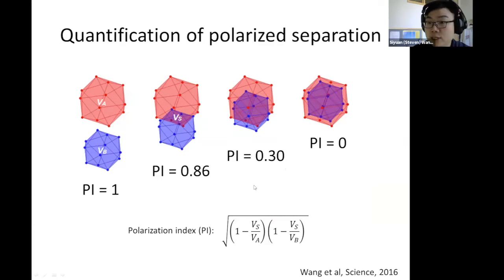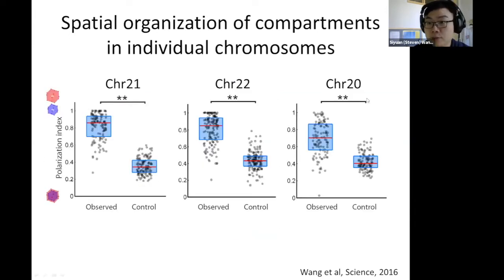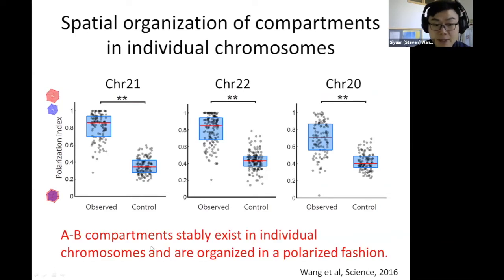We applied this metric to all the individual chromosome traces, and we find that for chromosome 21, the polarization indices are often very high. Many of them are actually exactly 1, meaning that the A and B convex hulls are totally not touching each other, and the polarization indices are much higher than those from a control where the compartment assignments are randomized. We saw the same thing for two other autosomes we studied, and we conclude that AB compartments stably exist in individual chromosomes and are organized in a polarized fashion.